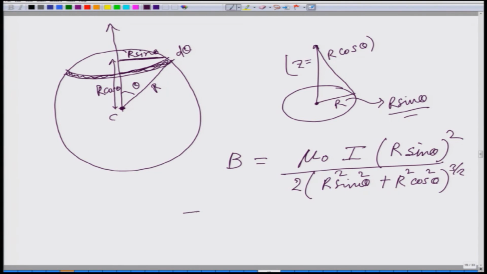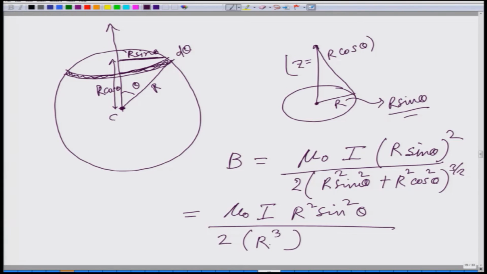So, now if I compute it, I get mu 0 I r square sin square theta divided by 2 r cube. So, basically I am getting here mu 0 I by 2 r sin square theta. So, this is for a single ring like this at an angle theta with respect to the z axis. So, I call it dB. Now, this is due to the current in this ring. So, I will call this dI.